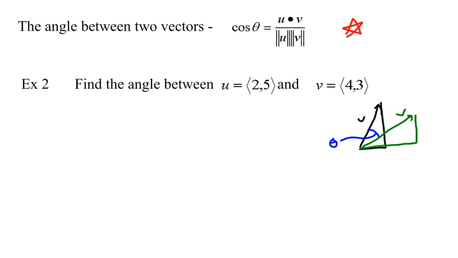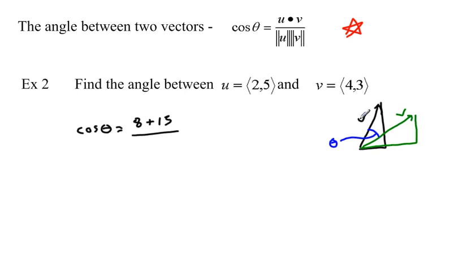Okay, so let's see what we can do here. I'm going to say the cosine of theta equals u dot v. Well, dot product means multiply the x's together. That gives me 8. And multiply the y's together, the second coordinates, that's 15, and add those together.